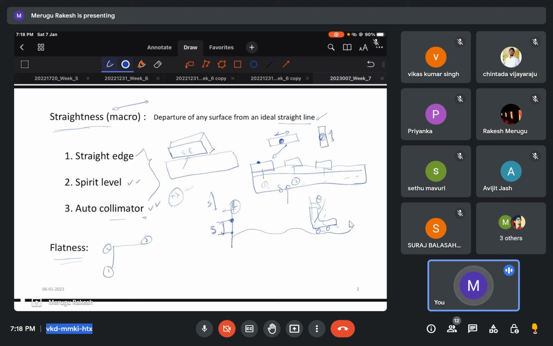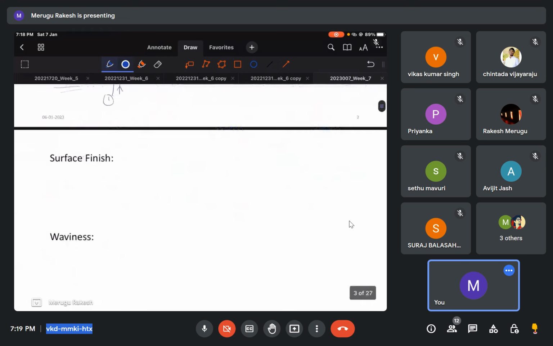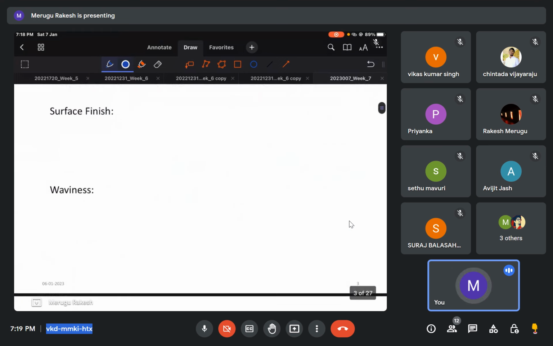I can also use the autocollimator for measuring flatness as well as straightness. If I use the autocollimator in two directions, I can get points everywhere, and accordingly I can establish the flatness error. So that is all about straightness and flatness.